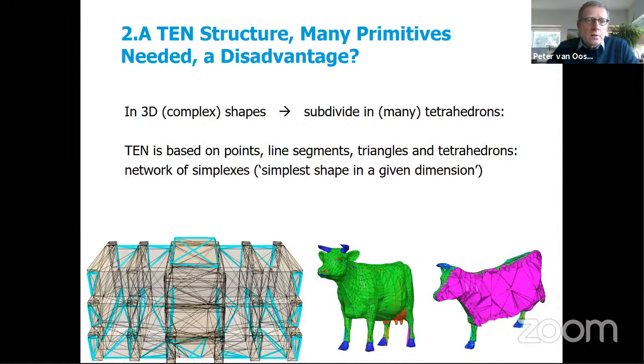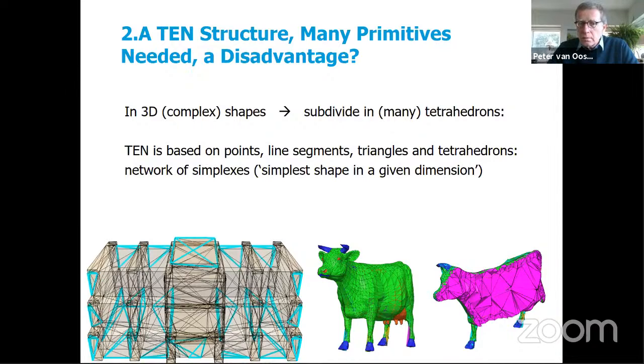And here you see that, okay, in reality, the objects are not so simple. They are not convex. They are concave, like the building shown or the cow. And we have to subdivide such an object into many of the simple objects, the simple tetrahedrons. And it's a whole network of these simplexes that are connected. And remember again, a simplex is the most simple shape in a given dimension.